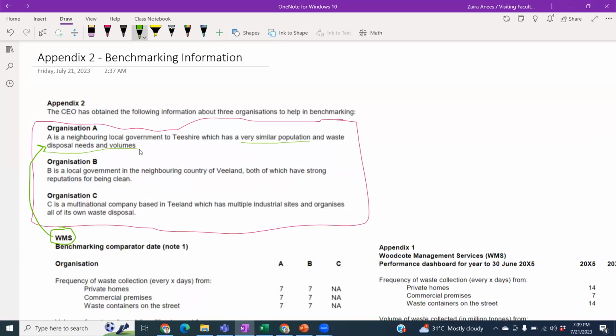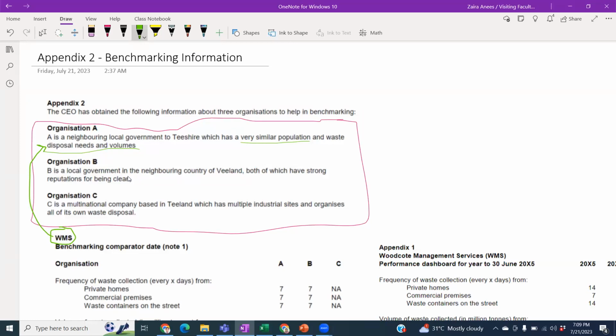Needs and volumes in the sense that, for example, if you are in Europe, probably you will find less need for disposal because people know the importance of waste and everything. In Pakistan, there is a very different perception. So they are saying that these two localities are very similar. So probably we can benchmark.